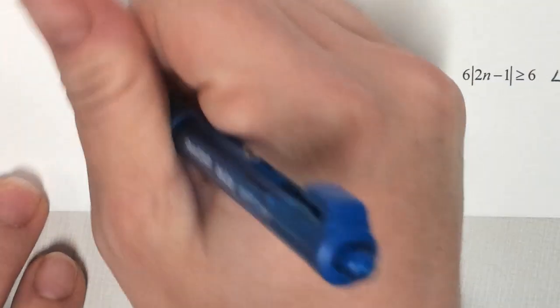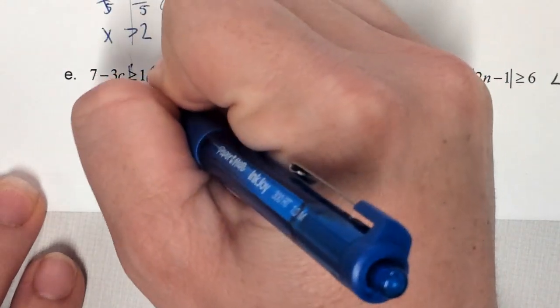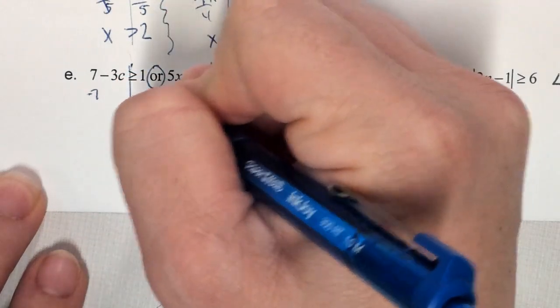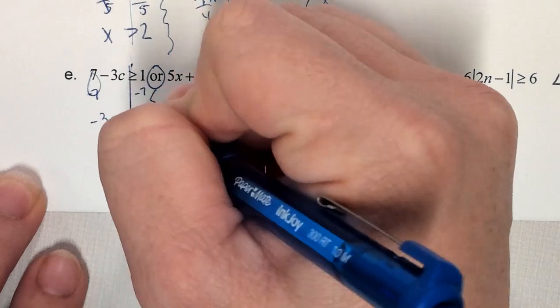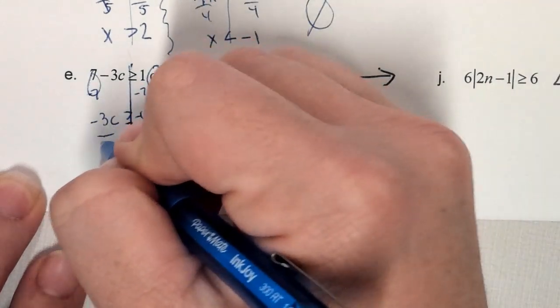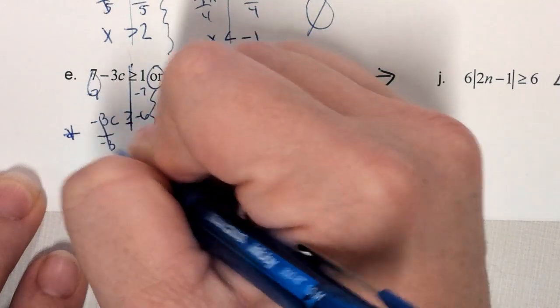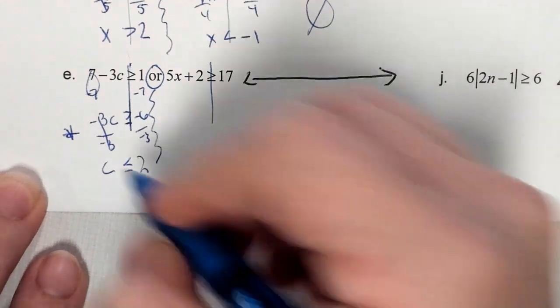Okay, this one we are going to solve both. This is an OR problem. So I'm going to subtract 7 from both sides. That gives me negative 3c is greater than or equal to negative 6. Divide by negative 3, and since I'm dividing both sides by a negative, I have to flip my symbol. So I get c is less than or equal to 2. That's an ugly 2.